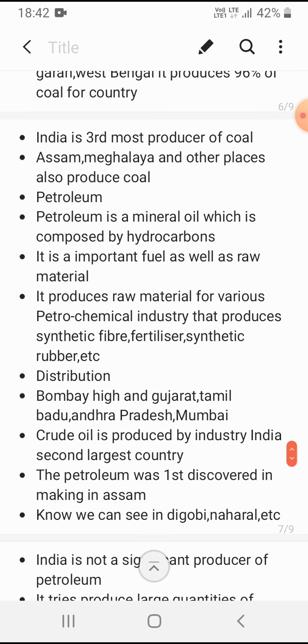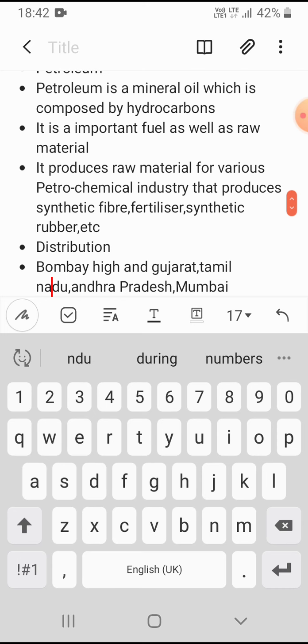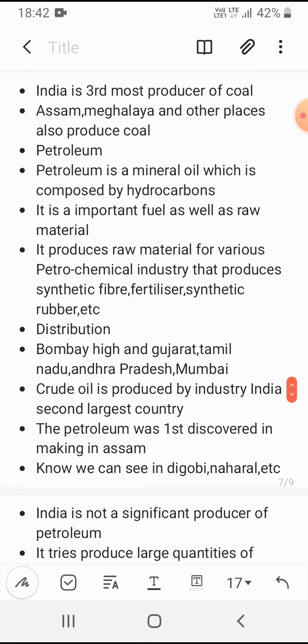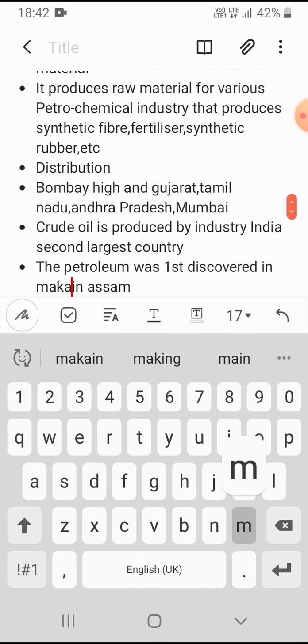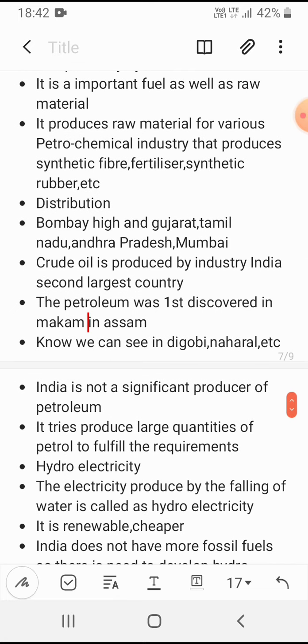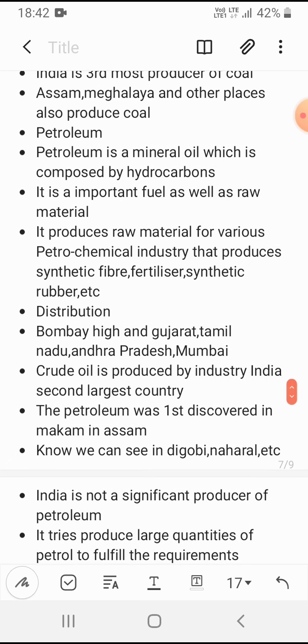And the distribution of petroleum: we can find petroleum in Bombay High, Gujarat, Tamil Nadu, Andhra Pradesh, and Mumbai. Crude oil is produced by some industries, and India is the second largest country to produce crude oil. Petroleum was first discovered in Assam, in a place called Makum. Now we can see petroleum industries in Digboi, Naharkatia, and some other places.